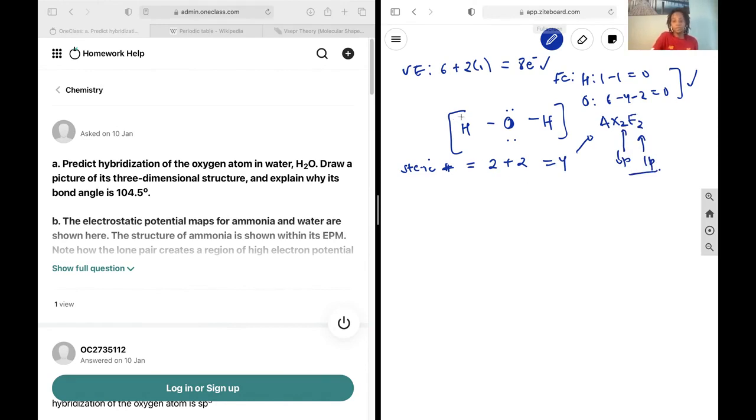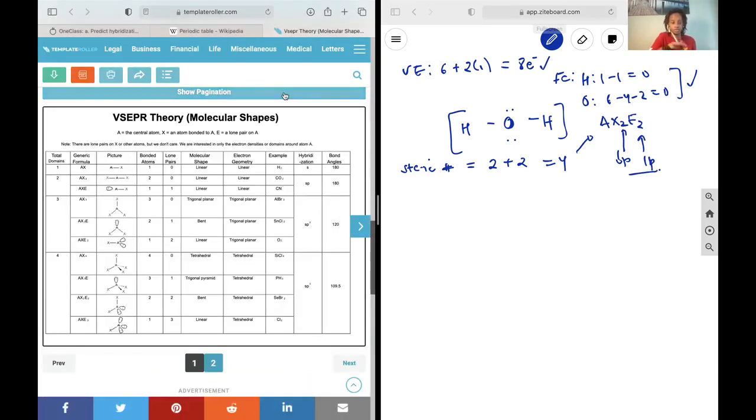Okay, so now that we have this, we can pull up the chart and come down to the total domains, which should be a steric number of 4, and then we account for the number of lone pairs. Our electron geometry just tells us that the steric number is 4, and so it is tetrahedral. But our molecular geometry accounts for which ones are bonding pairs and which ones are lone pairs, and that is going to be bent. Now we can check what hybridization it is for steric number 4, and that's going to be sp3.